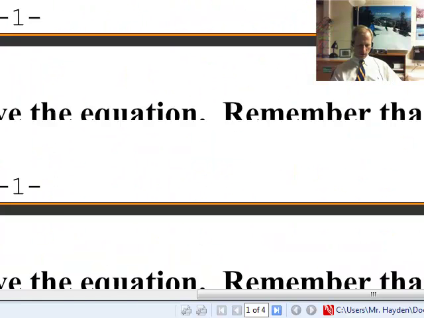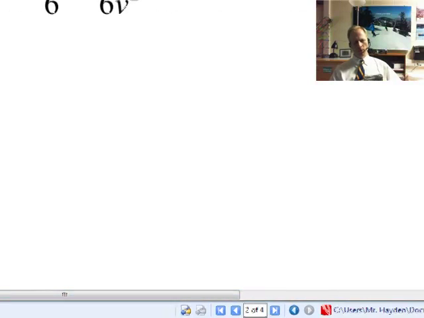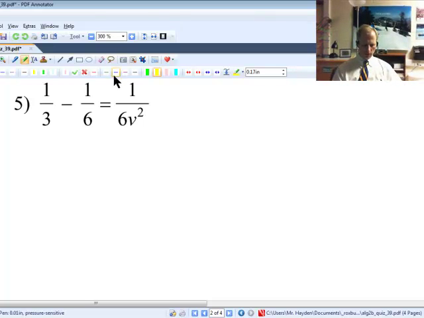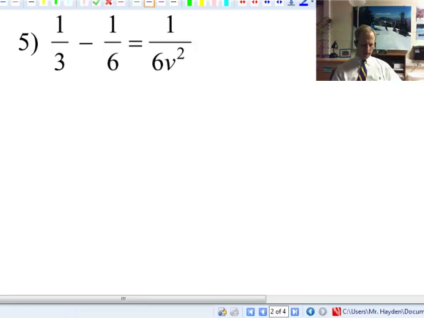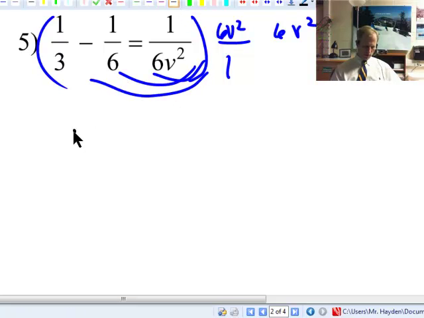Okay, moving right along. Alright, in these next two equations, I'm going to end up with a quadratic equation to solve, which I will explain when we get that far. But other than that, the problem starts off the same way, with the same technique. I first want to find the least common denominator. Well, for this equation, it would be 6v squared. So that means I'm going to be multiplying by 6v squared over 1. So let me recopy.